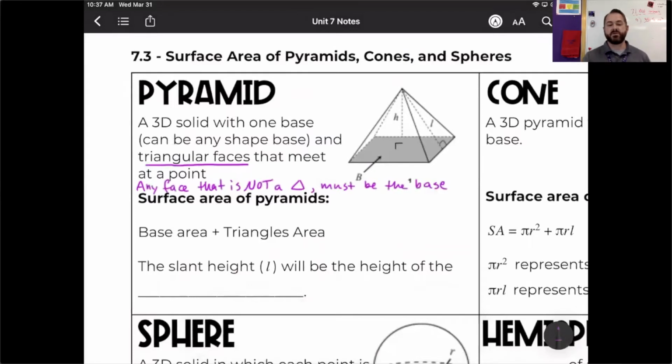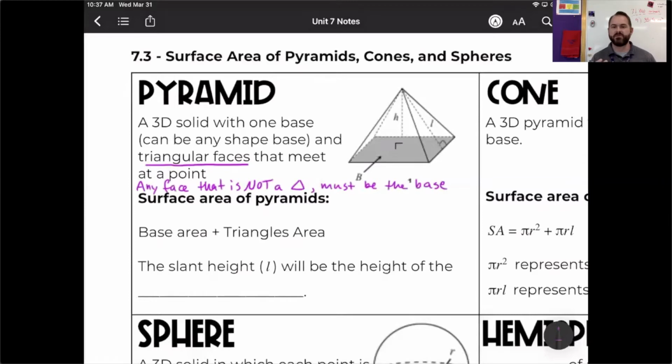So to find the surface area of pyramids, it's really just adding up the individual areas again. The base area is going to be the area of that either non-triangular side or bottom side if they're all triangles. And then the triangle area is individually added up. Now, a lot of times those triangles are the same as each other, or maybe opposite sides are the same as each other. So we can take some shortcuts by multiplying by 2, or if they're all the same, multiply by how many there are.